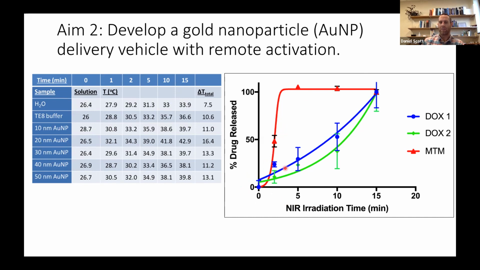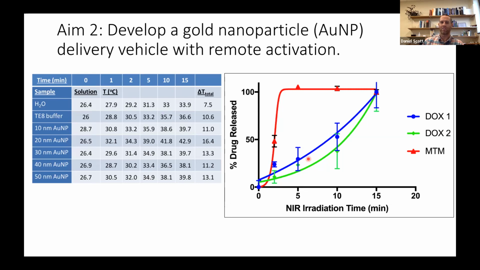modifications with our doxorubicin bound. Ideally, what we were shooting for is 3 different release profiles. But ultimately, we saw 2 different release profiles, and I don't think these 2 with our different dox formulations are significantly different from each other, but both of those showed more of a delayed release from our nanoparticle surface after irradiation with light.